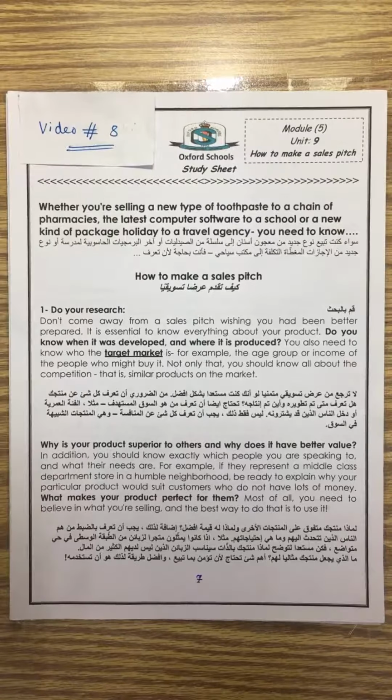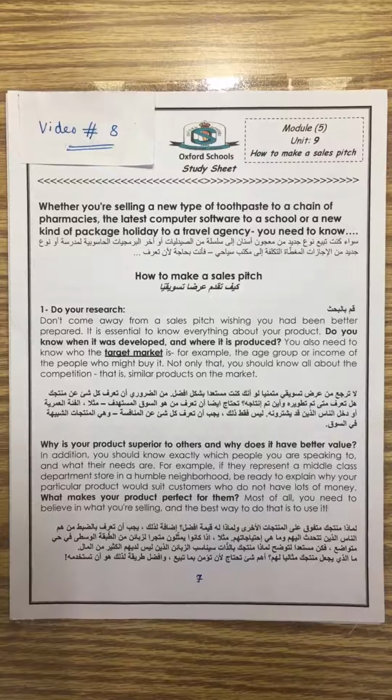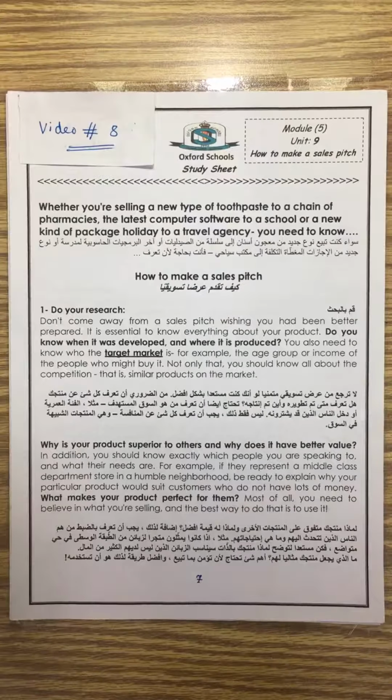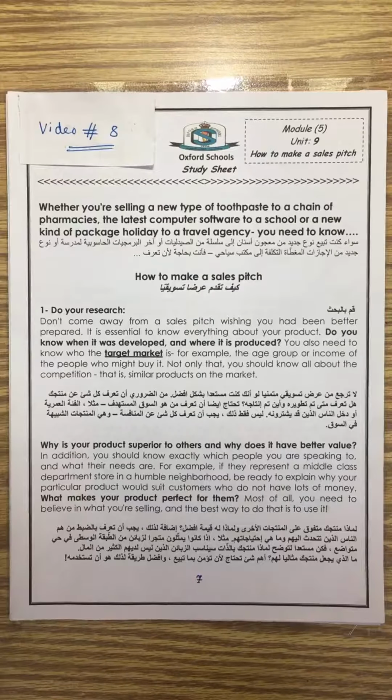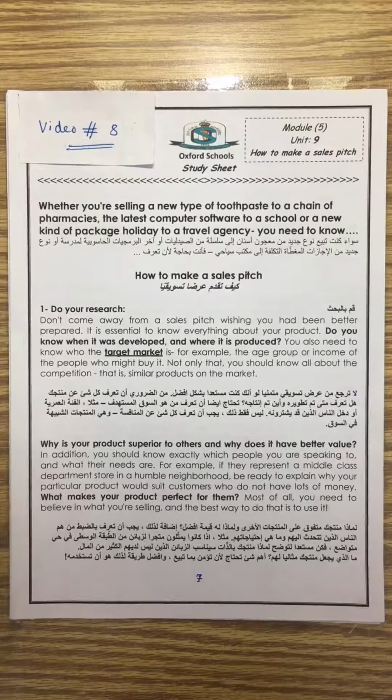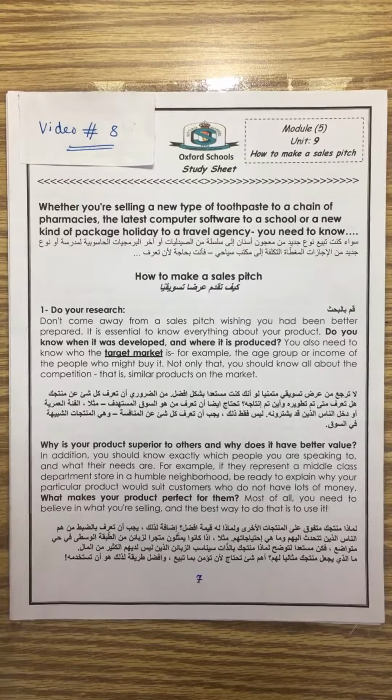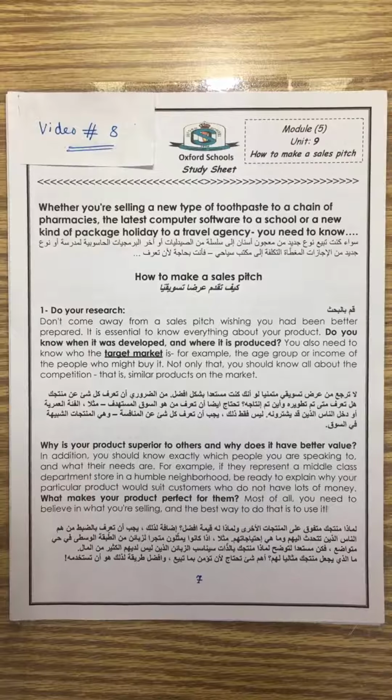For example, you have to know the age group. Is it for the small ones? Is it for young people, or is it for all people? And also you have to know the overall income of the people who might buy it. Because if you are selling something which is not expensive, then you have to go to the middle or the poor class. But if you are selling something like jewelry, for example, you have to go to the rich people. Not only that, you should know all about the competition, that is similar products on the market.